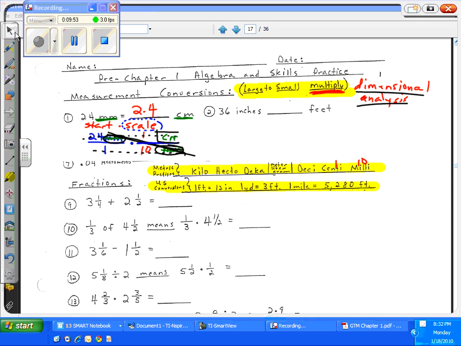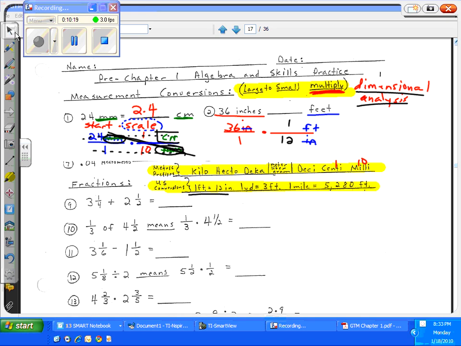Number 2, we're going to use that same concept. We're starting with 36 inches. We'll put it over 1. And we're going to multiply such that we lose that name we're trying to get rid of, inches, and gain the name feet we're trying to go to. We look at our conversion. 1 foot is 12 inches.